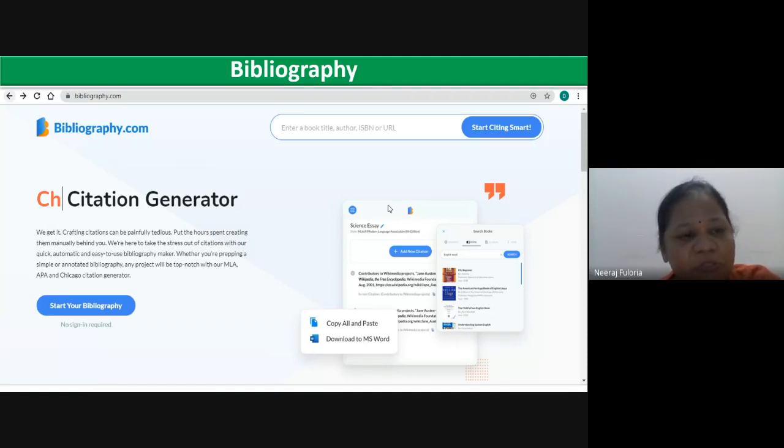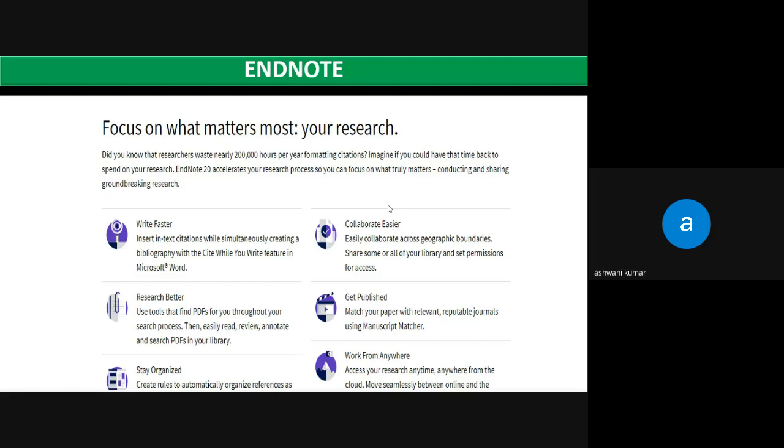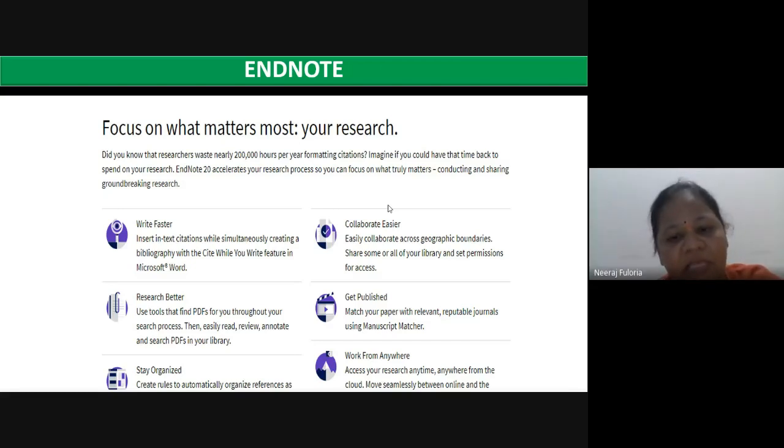Okay, so you can use the bibliographic.com also. You can use BibMe also. You can use the EndNote. Just now I told EndNote is very good. It's similar to Zotero. Okay, so you can use EndNote.